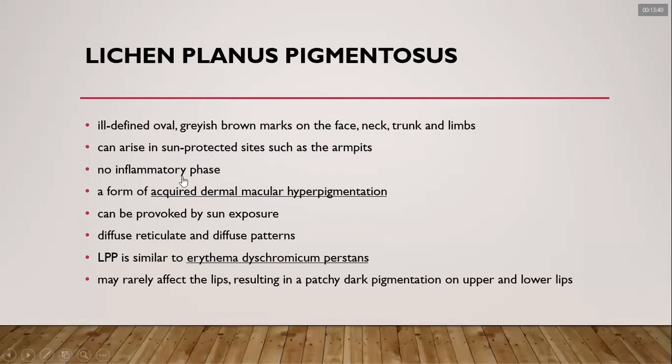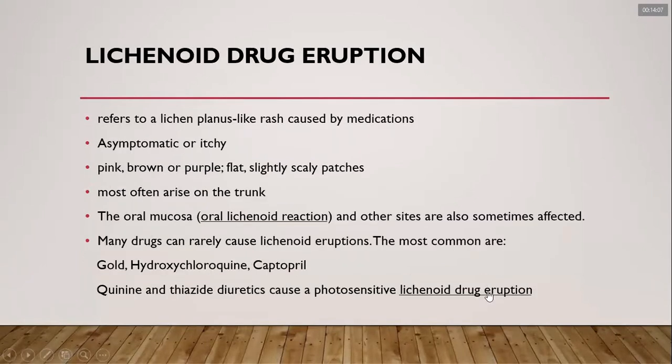There is no inflammatory phase. Deep hyperpigmentation of the skin is a direct presentation. It is a form of acquired dermal macular hyperpigmentation. It can be provoked by sun exposure. And these diffuse and reticulate patterns can be seen. It may rarely affect the lips, resulting in patchy dark pigmentation of both the upper as well as lower lips.